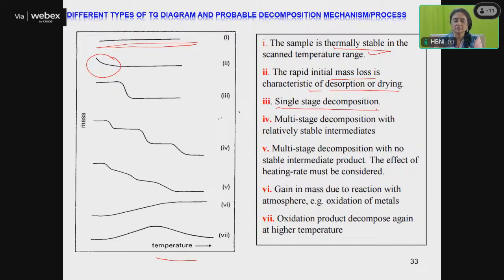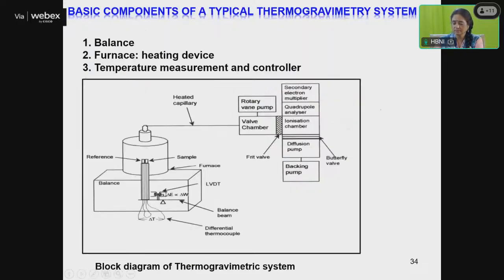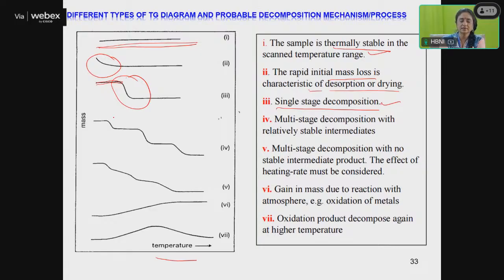Single stage decomposition. See, there is one change in mass. So it is a single stage decomposition because initially it is constant, there is no initial change, so there is no moisture or anything. It is constant up to quite a good temperature, then suddenly a drop, and then again constant. That means it's a single stage decomposition. Multi-stage decomposition in this case because multiple mass losses are seen. So it is a multi-stage decomposition.